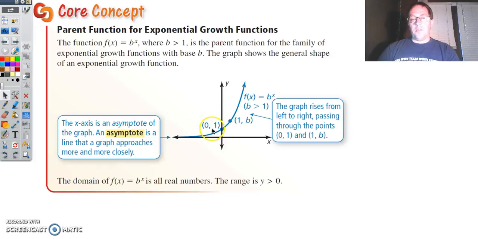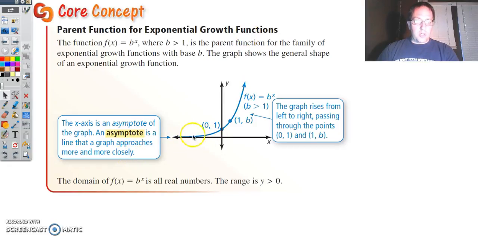But they will all pass through the point (0, 1), because that would be when x is 0, so when you have an exponent of 0, then it equals 1, and anything raised to the 0 power is 1. So they'll all go through the point (0, 1), and they will also go through the point (1, b), because when x is 1, we have b to the 1. It doesn't matter what b is, anything to the first power is itself. And they'll go up like this. It's going to get bigger and bigger really fast, and that's why we call it growth, because it's going to increase.